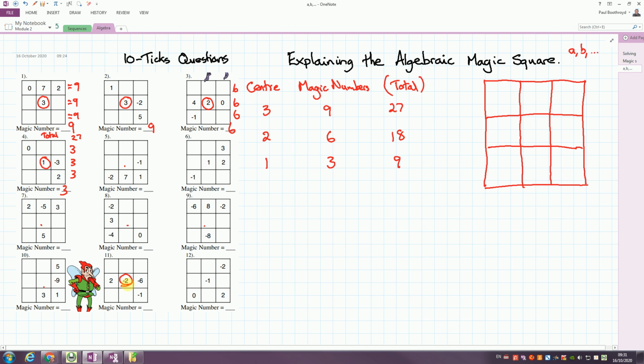And then we get some negative ones. I've got minus 2 in the middle. 2 plus minus 2 minus 6 gives me minus 6. And if I've got minus 6 in each row, I must have minus 18 total. Last one, minus 1. The line is 0, minus 1 and minus 2, which is minus 3. So the total in the grid is minus 9.